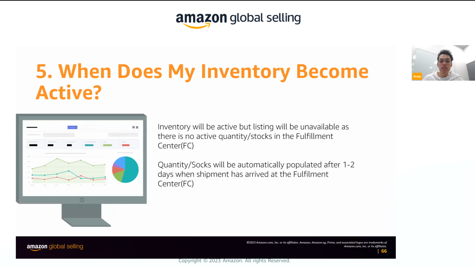So when does my inventory become active? Inventory will be active, but the listing will be unavailable if there is no active quantity in stock in the fulfillment center. Once your products reach the fulfillment center, give it about 1 to 2 business days for them to scan and vet your products. During peak period, it might take longer, maybe up to 1 to 2 weeks. So it's best to always ship your products before peak period.